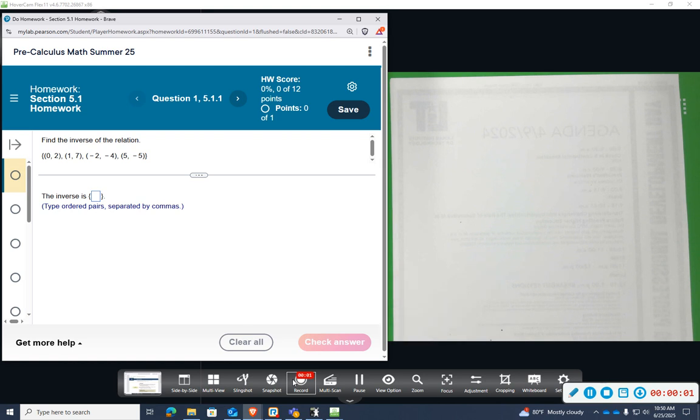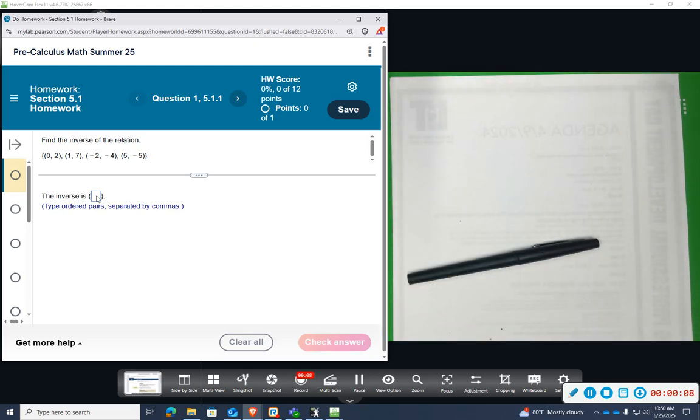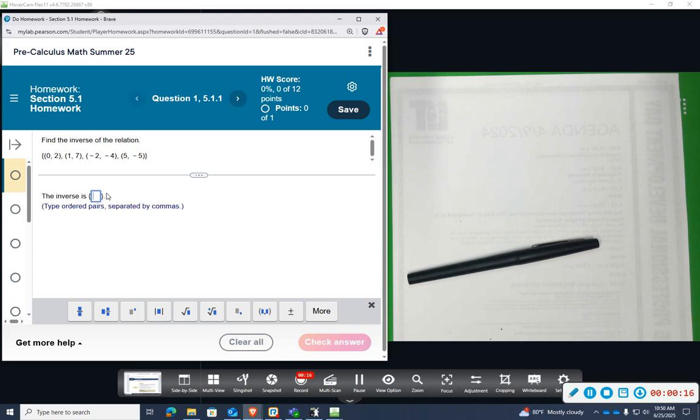All right, question number one. We want to find the inverse of the relation. And so in the textbook, we saw that the inverse is just interchanging the x and y values. So I'm just going to start here and type it in.